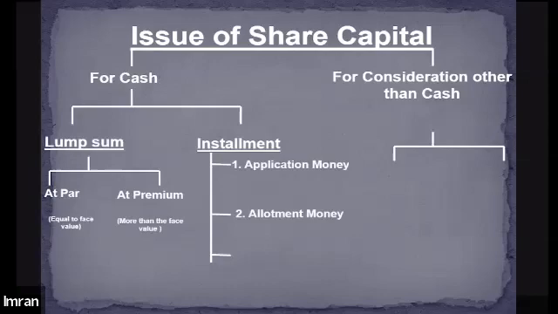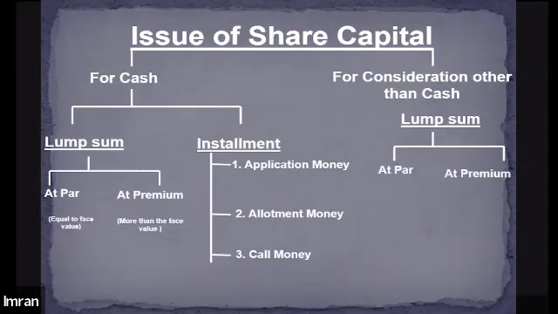All right, and then when it comes to installments, there are various types of installment: application money, allotment money, then we have call money, etc. And if we are issuing shares for consideration other than cash, then it does not have any broad classification. It only has one element, that is, shares will be issued for consideration other than cash only on a lump sum basis, not on installment. However, it can be issued at par or at a premium. So we understood these things in the previous class. I hope everything that we discussed in the previous session is clear to you.